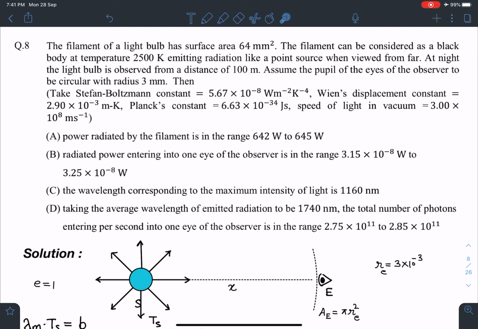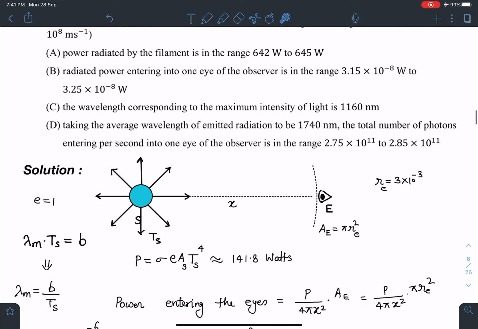Taking the average wavelength of emitted radiation as 1714 nanometer, the total number of photons entering per second into one eye of the observer is in the range of... So luckily in this question they have given the range, but still it's a calculative problem. Conceptually it's a very simple, straightforward problem, but the calculations make it tough.